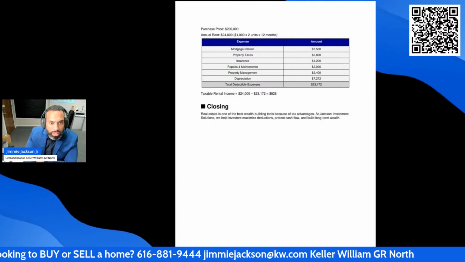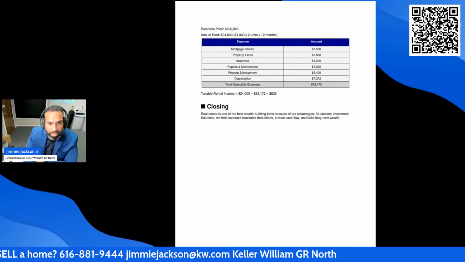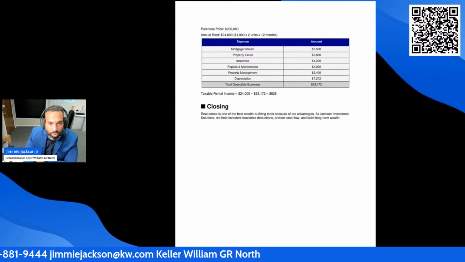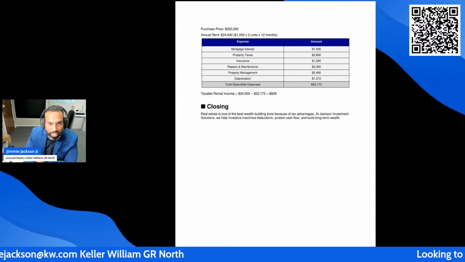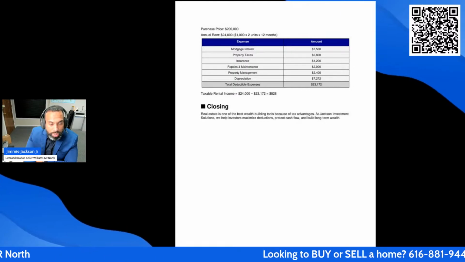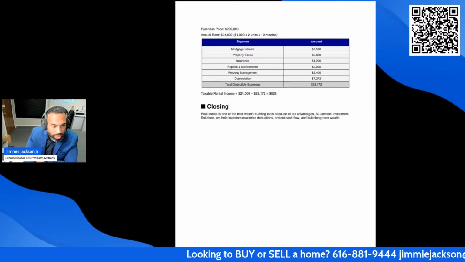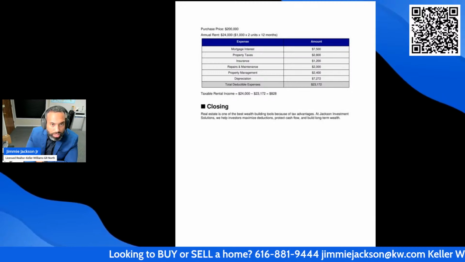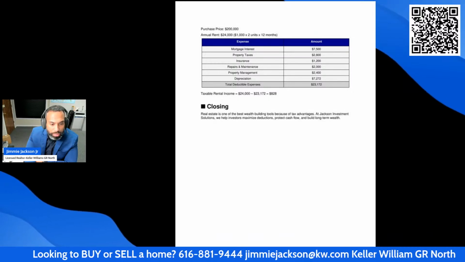Taxable rental income is 24,000. Subtract 23,172 is $828. That's definitely a deal. So yes, let's remove this. So these are the numbers that we're playing around with.